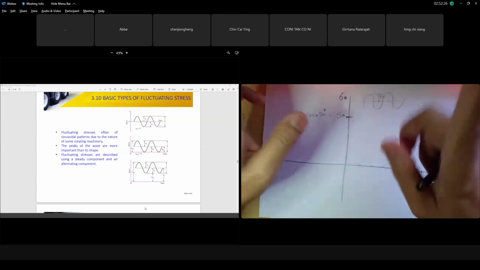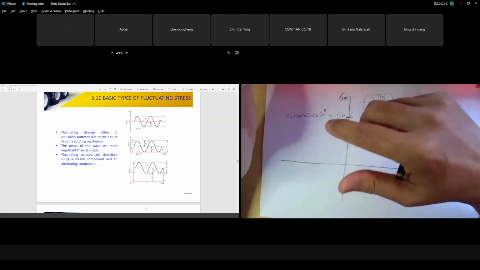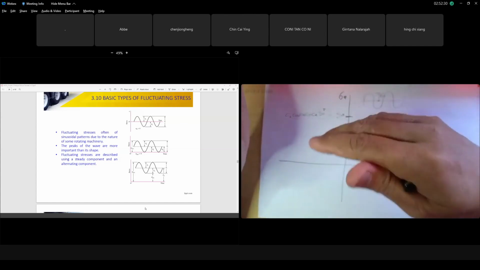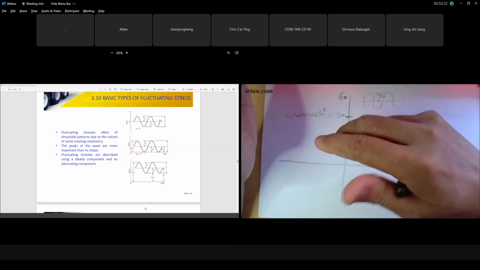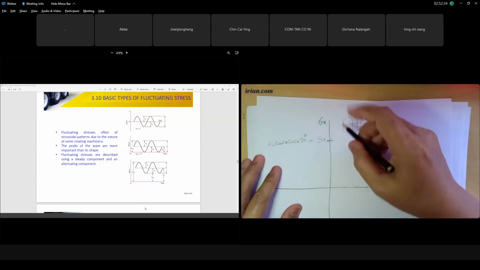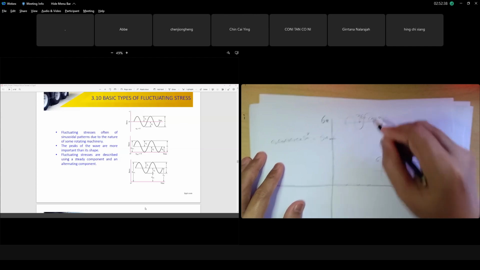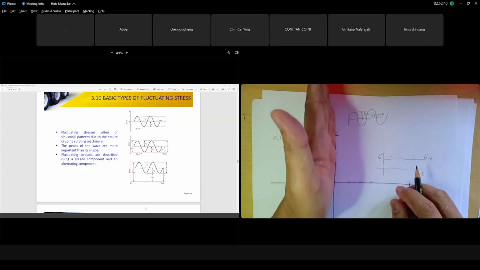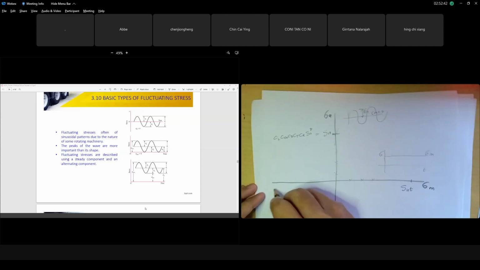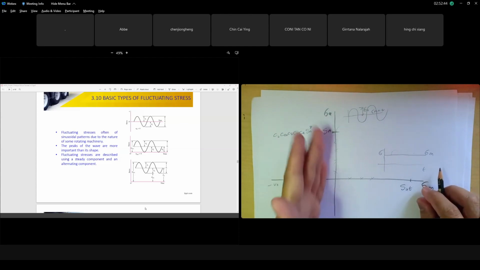When the shaft is rotated, it is pure bending. It means the tension and compression remain the same value, but compression goes to the negative side. Therefore, your plot is a sine wave and your mean is zero. Along this y-axis, your mean is zero. This is negative, and this is your mean zero.